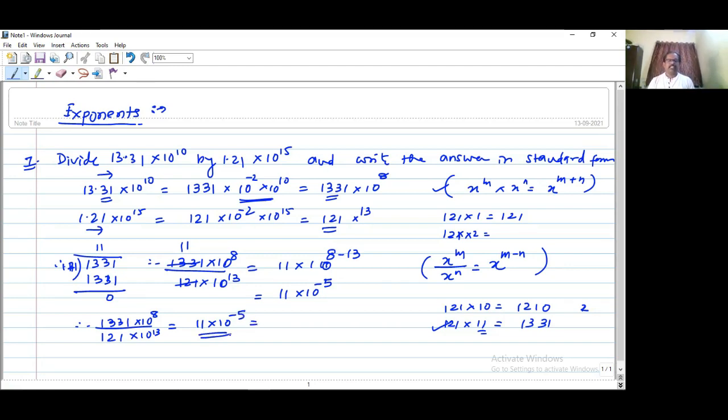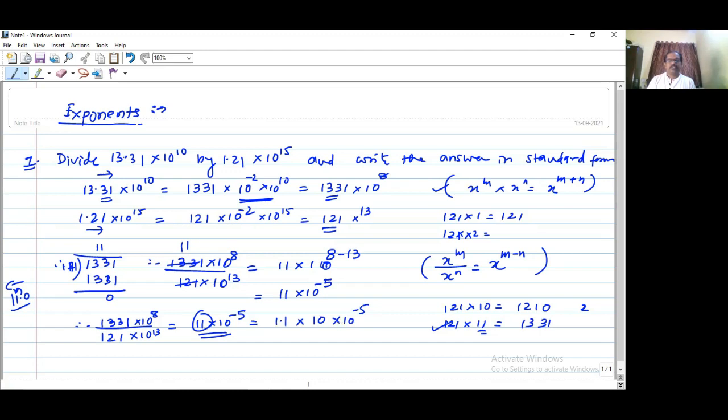Now we need to write it in standard form. What is the standard form? In standard form, this number should be less than 10. Here it is 11, so I should convert it into a number less than 10, like 1.1. So what we have done here is put a decimal. Actually 11 is nothing but 11.0. So we have moved our decimal to the left side, from right to left. So what should we do? We should multiply it by 10, right? And this 10 to the power minus 5 will remain the same.